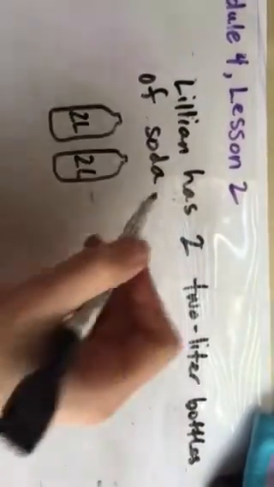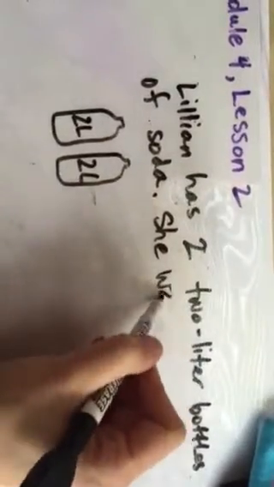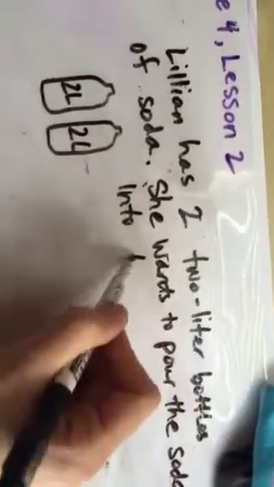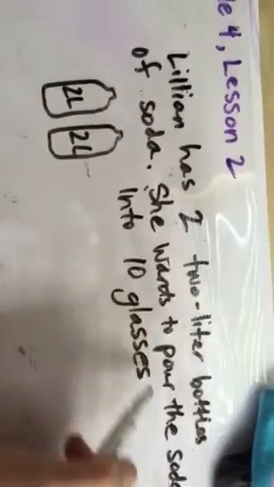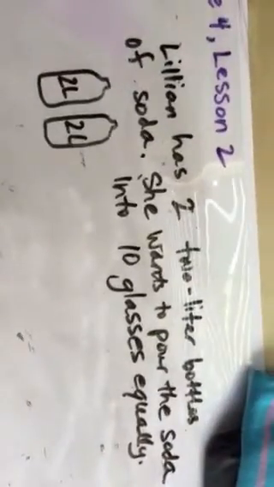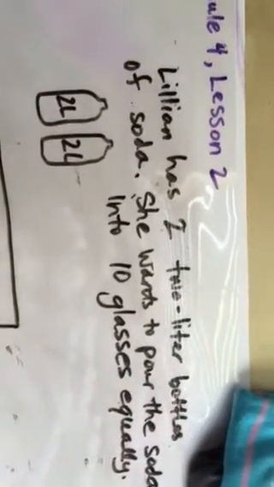She's going to divide them into, say she wants to pour the soda into 10 glasses equally, because all her 10 friends want the same amount of soda. Let's go to our tape diagram. Here's all the soda, and all the soda is going to be divided into 10 glasses. That should be 10. 1, 2, 3, 4, 5, 6, 7, 8, 9, 10. All the soda is divided by 10.